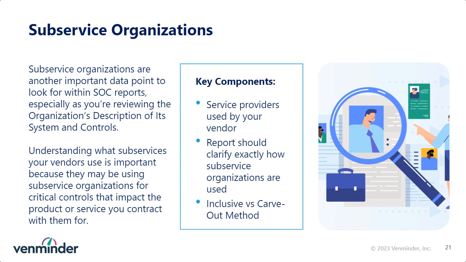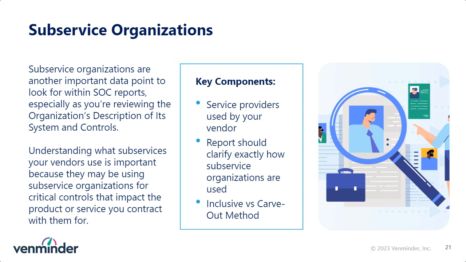So subservice organizations are going to be another important data point to look for within SOC reports, especially as you're reviewing the organization's description of its systems and controls. That's going to be the first area where you'll see a notation of whether subservice organizations are used. Understanding what subservice orgs your vendor uses is important because they may be using subservice organizations for critical controls that impact the product or service that you contract with them for.